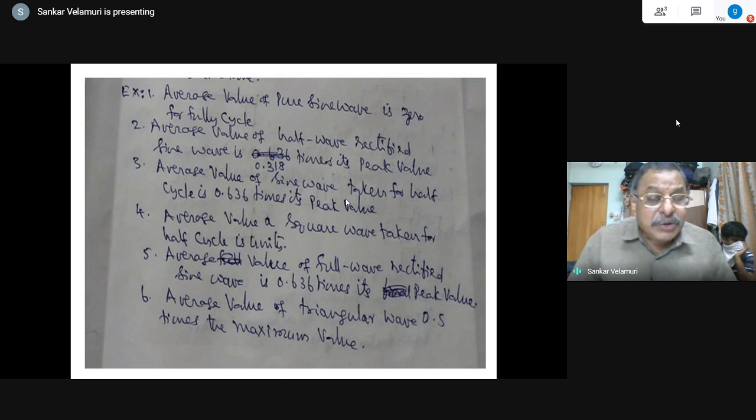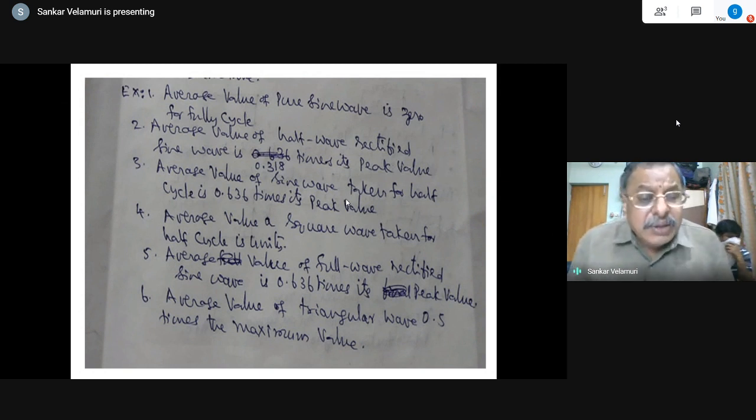You need to understand the concepts and fundamental points to be remembered for further study. So, the average value of a sine wave taken for half cycle is 0.636 times its peak value. Average value of a square wave for half cycle is unity. This is very important. For a rectangular or square wave, the RMS value is unity.